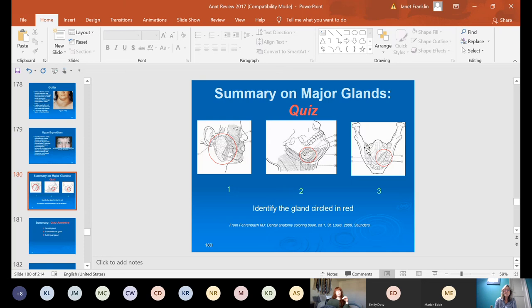So this is a summary of the glands. Which gland is this? Number one. Anybody want to take a guess? This parotid. Is your parotid. This one is? Submandibular, because it's below the mandible. Sub or below. This one is the sublingual. It's below the tongue, or lingual, tongue. This one sits in the sublingual space. This one sits in the submandibular space.